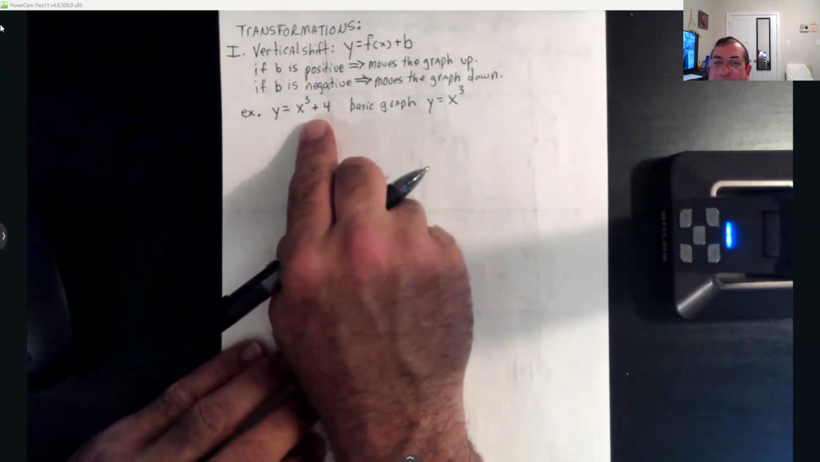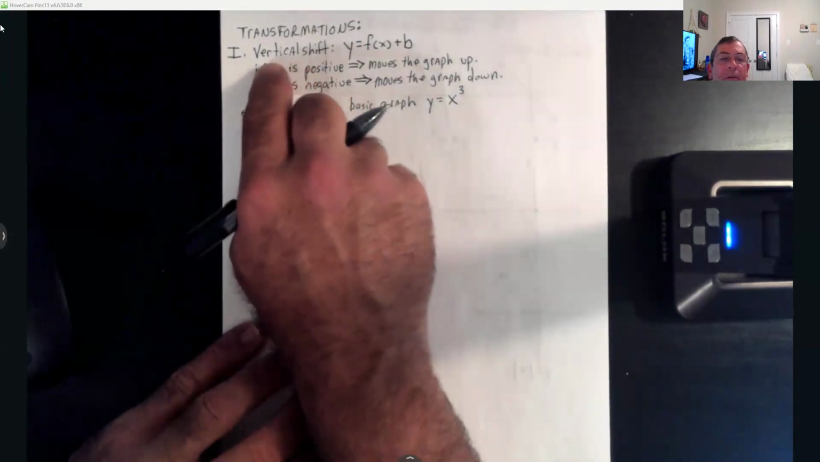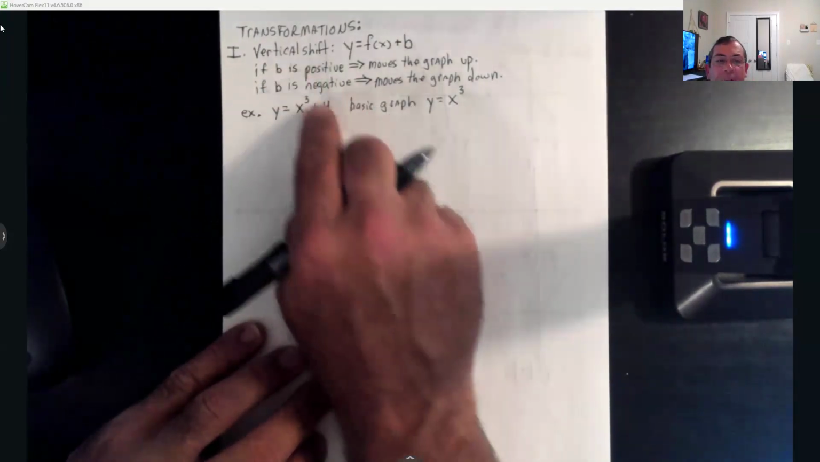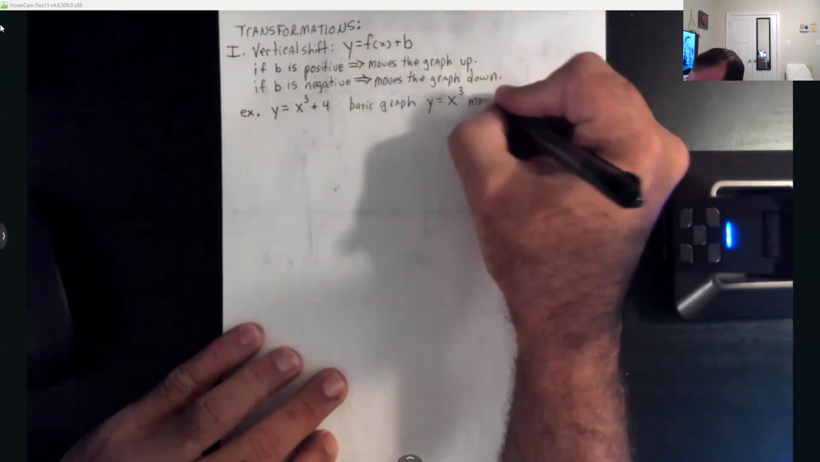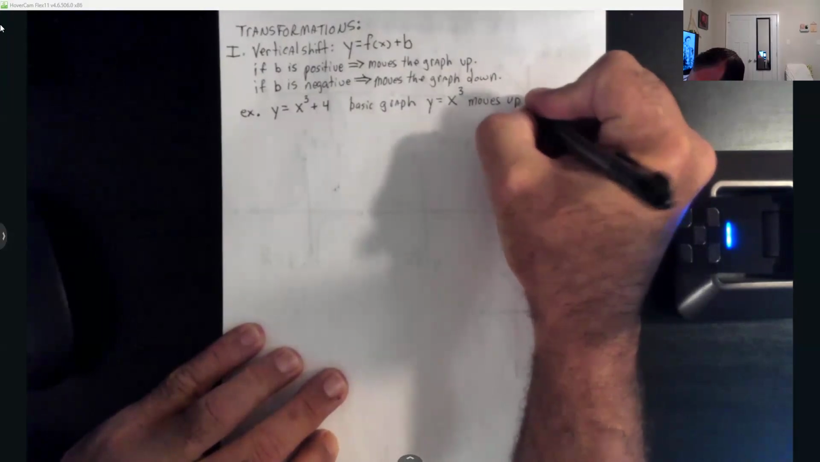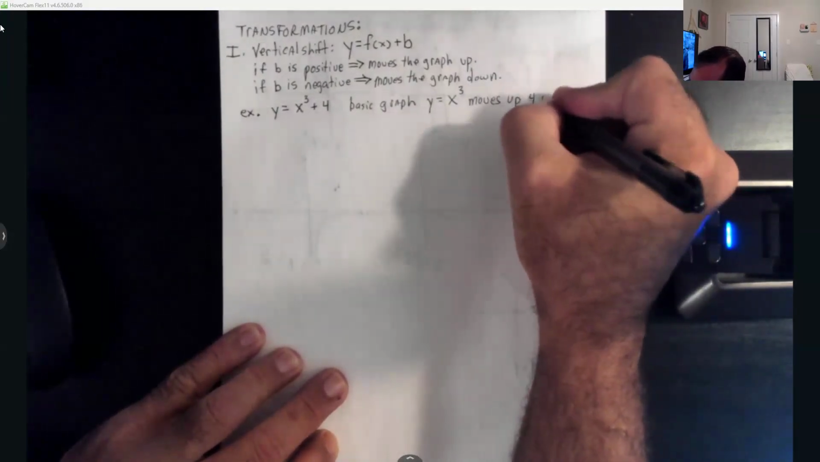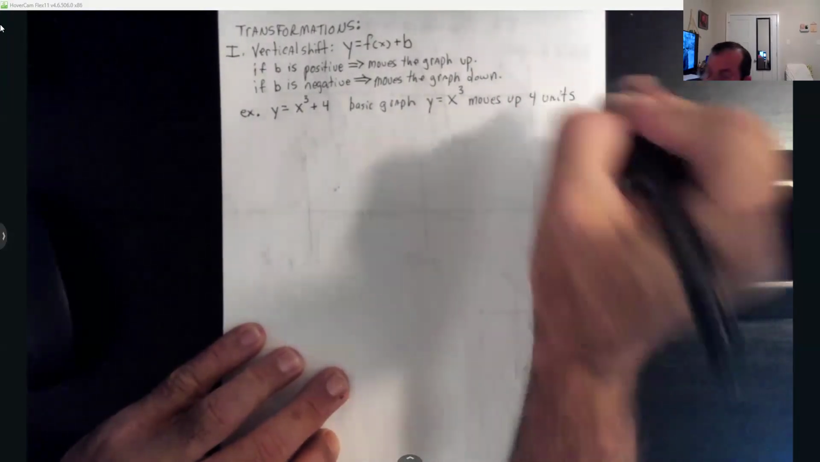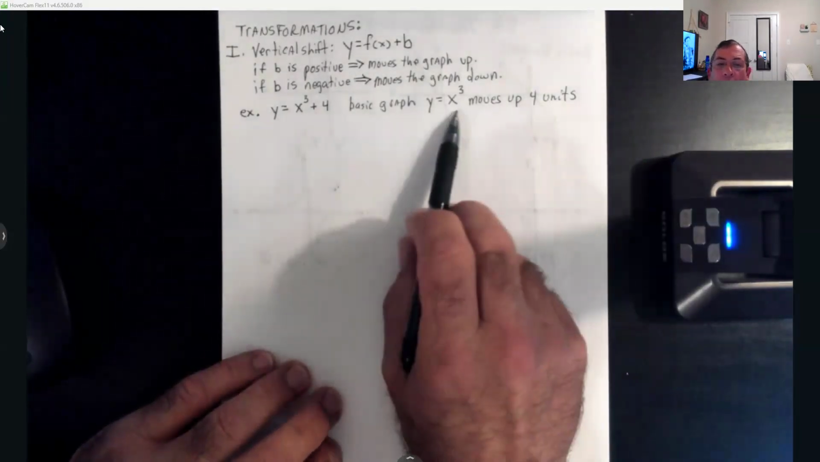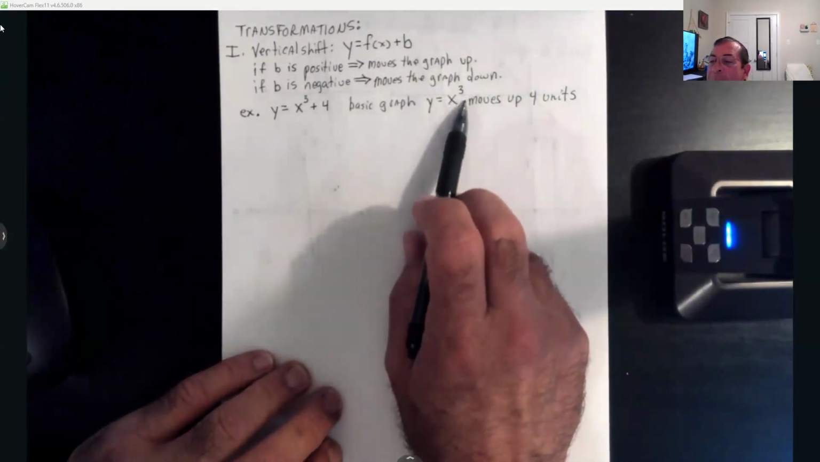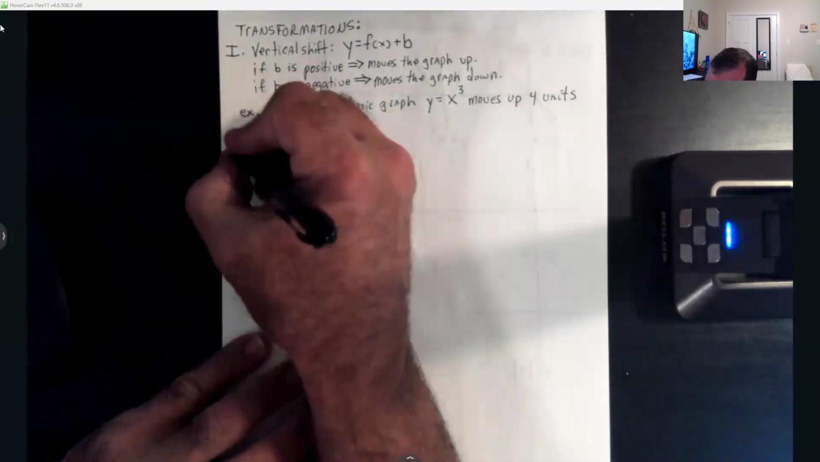Now, the plus 4, well, we said right here, if that b is positive, so that 4 is positive, this moves up 4 units, okay? So that's all you're looking for. Am I adding to it or am I subtracting from it?